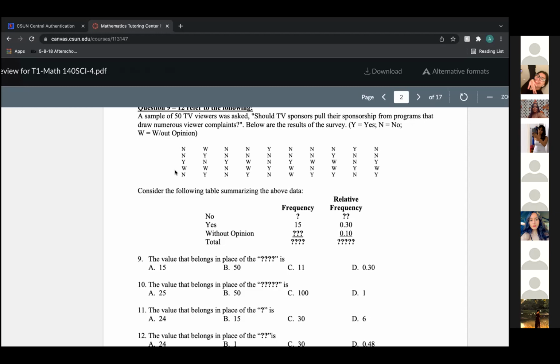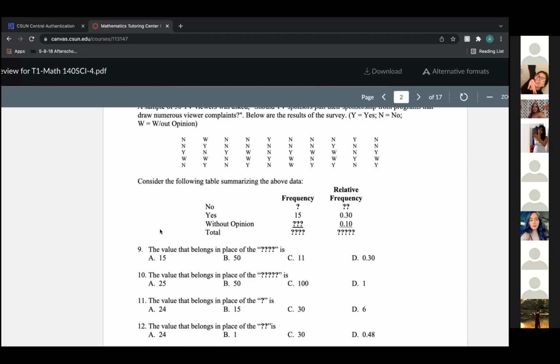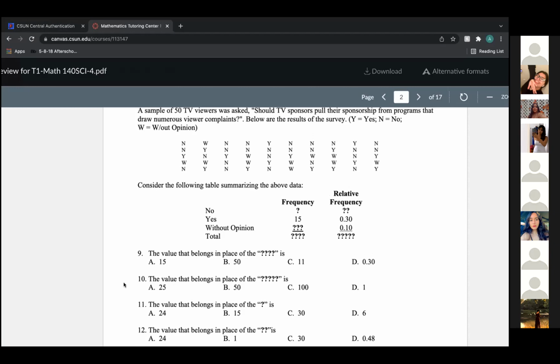Do we agree with that? Yes. The value that belongs in the place of the quintuple question mark is going to be a relative frequency of 100%, because the total of all the relative frequencies has to add to 100%. The value that belongs in the place of the single question mark is the percent of no's. Well, here we actually have to count. 1, 2, 3, 4, 5, 6, 7, 8, 9, 10, 11, 12, 13, 14, 15, 16, 17, 18, 19, 20, 21, 22, 23, 24. Frequency, 24. So the answer is A.